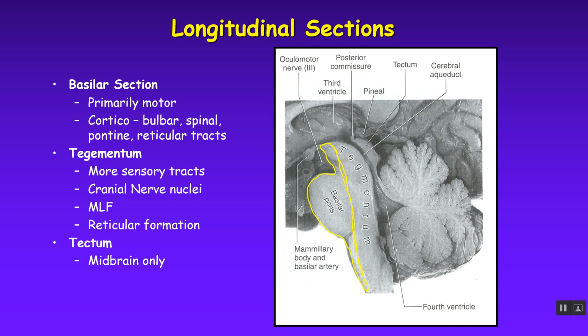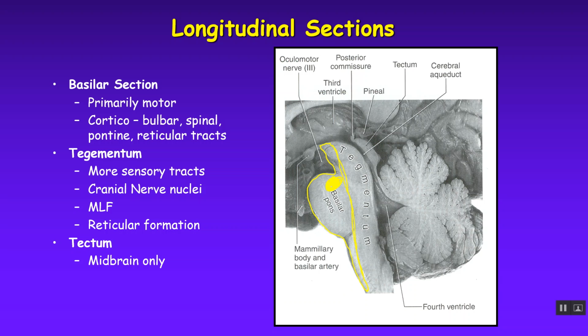Okay, remember I said this is primarily motor. So these people with locked-in syndrome might have a big stroke right in here, and that could cause some of those symptoms. Corticobulbar, corticospinal, pontine, and reticular tracts are all running down the front of that.